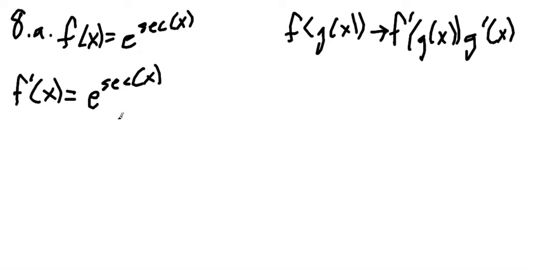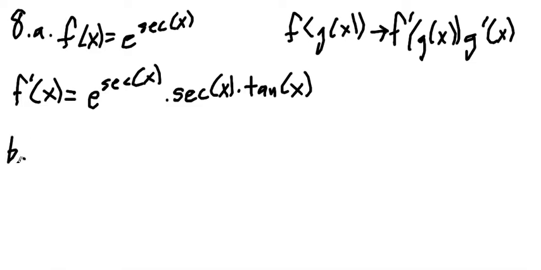Nothing crazy happens there. Okay, then I multiply by the derivative of the inside function. My inside function is secant, so I multiply by its derivative, which is secant times tangent, or tangent times secant. It's equivalent, doesn't matter. Multiplication is commutative. So secant tangent, that's my final answer. Again, this is the derivative of e to the x applied to secant of x times the derivative of secant of x.